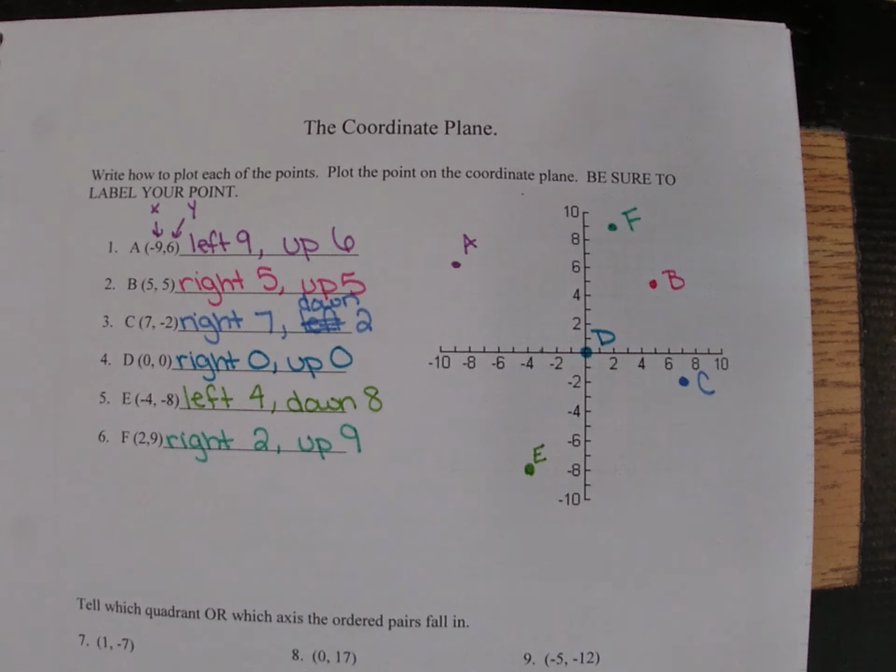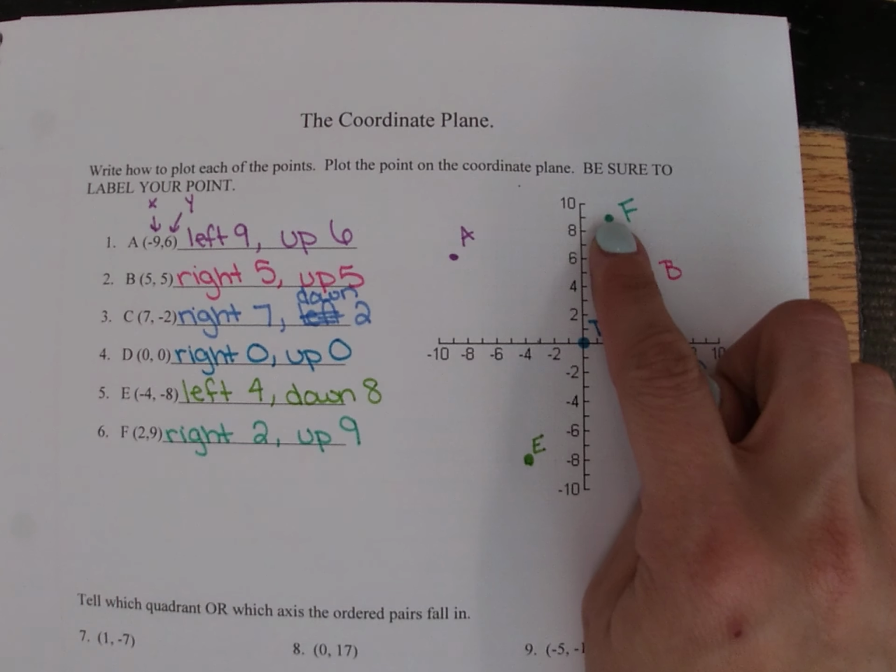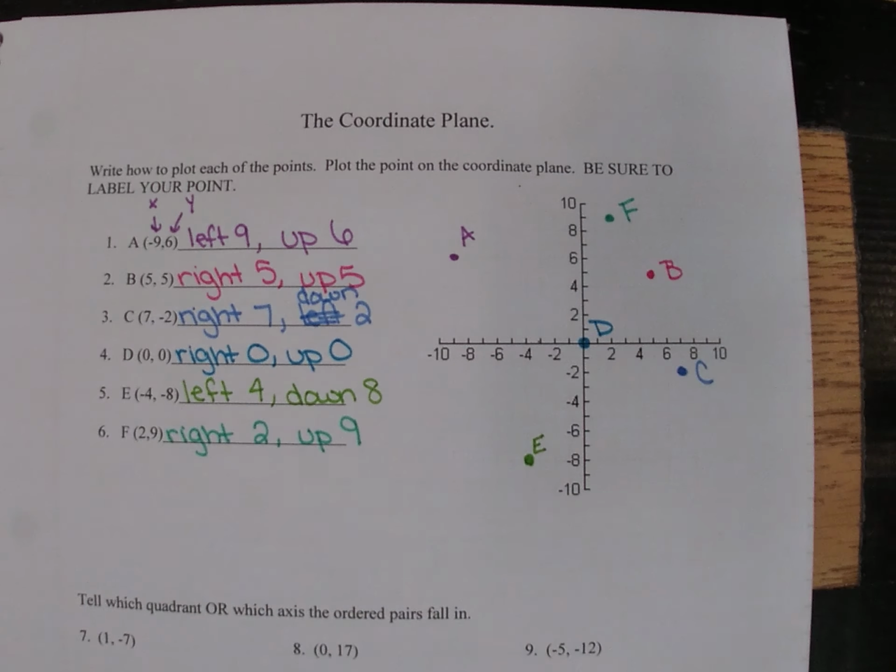Now we should be able to do this in both directions, which means we should also be able to look at this point and say, okay, this is right 2, up 9. So this is the ordered pair (2, 9).